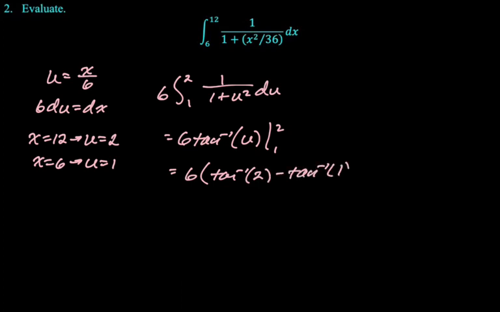So arctan of 1 is a value that we should have memorized. The arctan of 1 is pi over 4 because the tangent of pi over 4 is 1. So as kind of a final step here, I'm going to do 6 times the quantity arctan of 2 minus pi over 4. All right, that's another good one. Let's look at the next one.